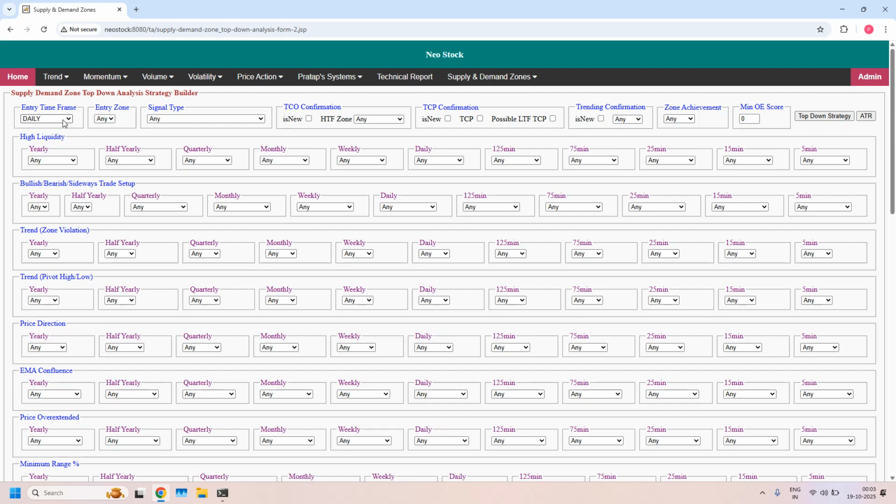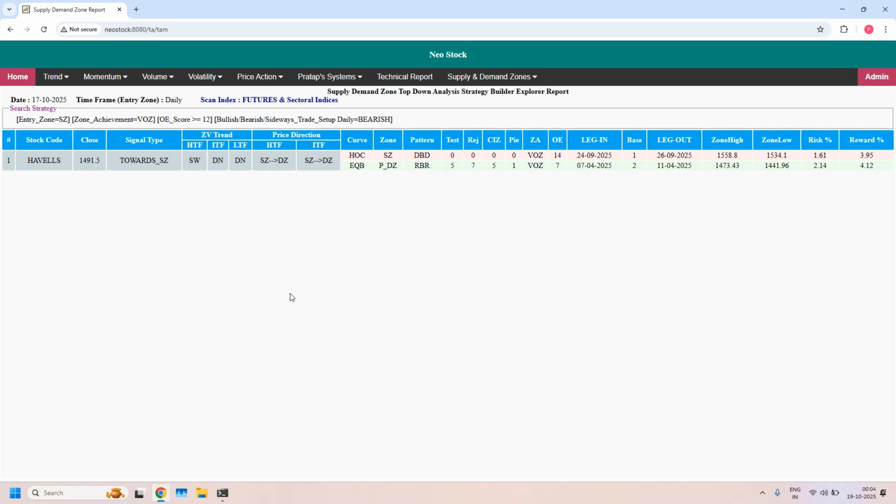The changes are entry time frame daily, entries on supply zone, bullish or bearish at daily time frame. I am selecting bearish. Zone achievement violated opposing zone. Minimum order enhanced score 12 and daily supply pierced zones I am allowing. I am not adding a third filter. Okay, one stock is filtered. So this is only one stock supporting bearish trade setup for monthly income trade.